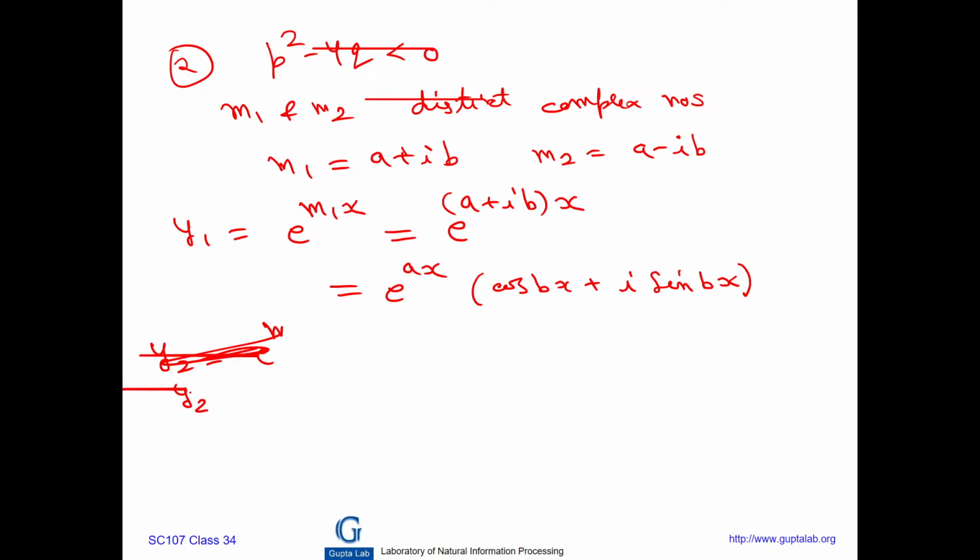is equal to e raised to power ax cos bx minus i times sin bx, right? So again दो सॉल्यूशन मिल गए. ये क्या होने चाहिए? लीनियरली इंडिपेंडेंट होने चाहिए. तो वो तो आप लोग चेक ही कर लोगे, राइट? So they are linearly independent solutions. So Wronskian is non-zero. So basically I can write down the general solution.